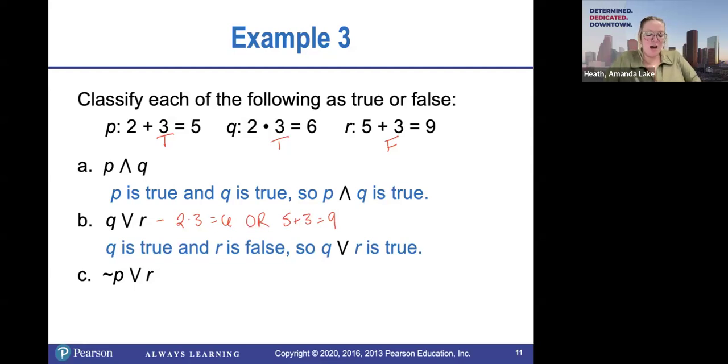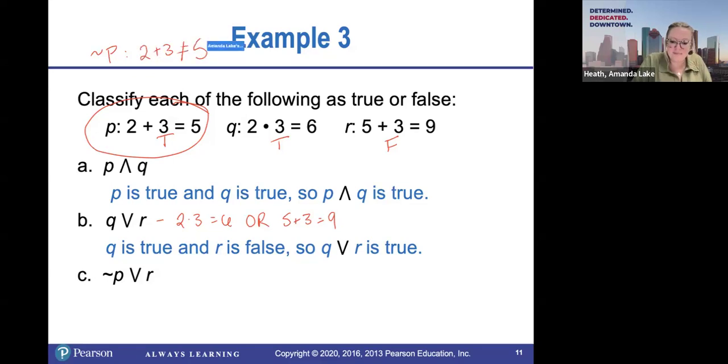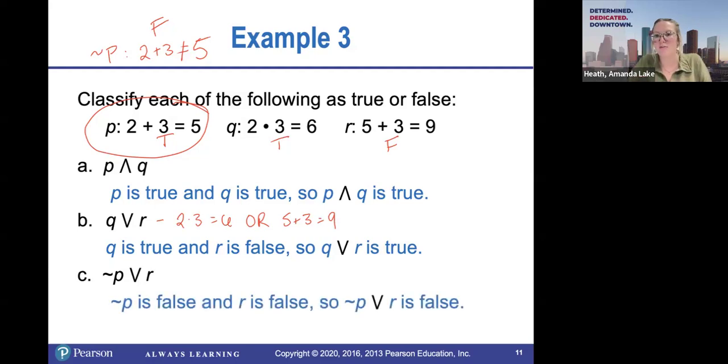And then not P or R is how we would read the C example. So not P is the negation of our statement P. So not P would be 2 plus 3 does not equal 5, which is false. So the negation of P is false, or R is false. That's going to be false because both of the component parts of the disjunction were false.